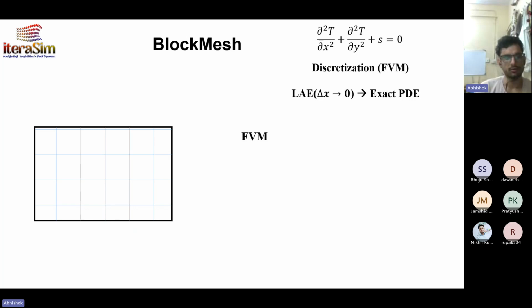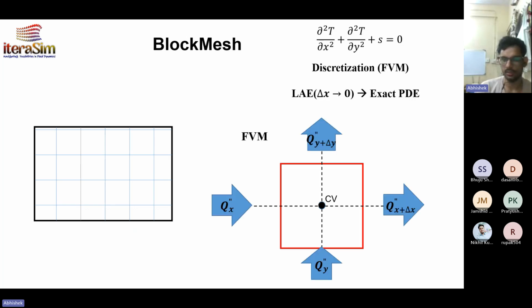So this is how the mesh looks. We have divided our domain into several subdomains, or we can call them control volumes. Typically in the finite volume method, we want the conservation equations or conservation laws to be satisfied by default. So for that, we have a control volume, or cell center. This is the control volume. We have a cell center, and we also have four faces to it.